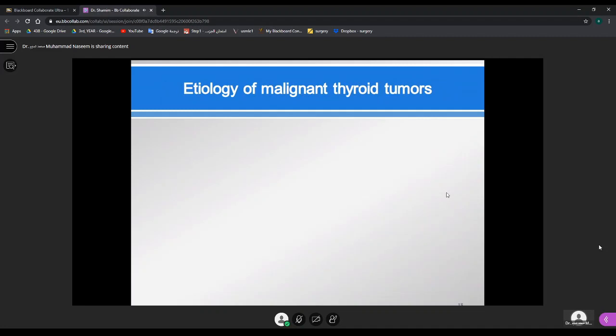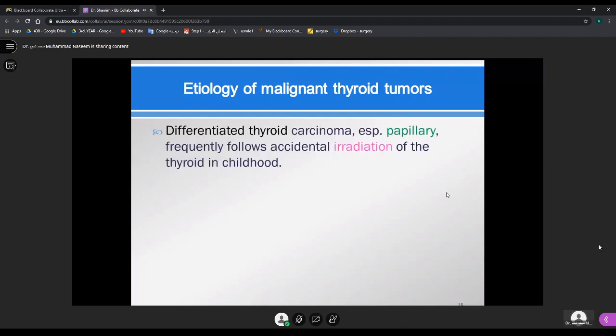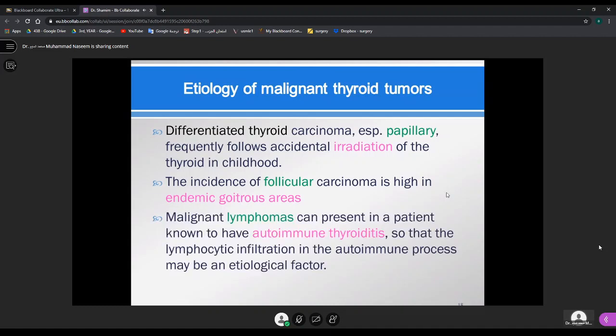Different etiological factors play roles in different types of thyroid malignancy. Differentiated thyroid carcinoma, especially papillary, frequently follows accidental irradiation of the thyroid in childhood. Incidence of follicular carcinoma is high in endemic goitrous areas, and malignant lymphoma can present in a patient known to have autoimmune thyroiditis. So we can think that lymphocytic infiltration in the autoimmune process may be the etiological factor.